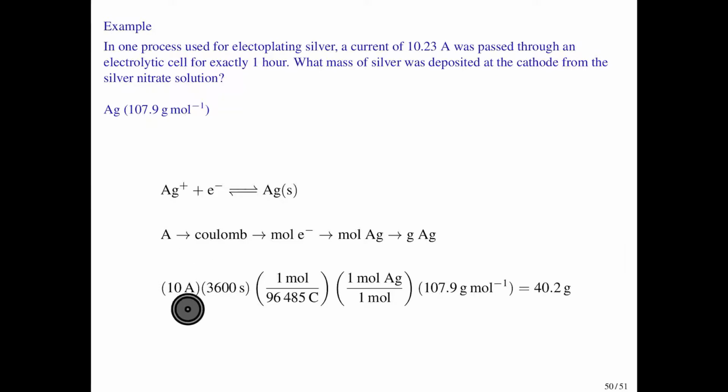So we take the 10 amps, that's 10 coulombs per second, multiply by 1 hour, 3,600 seconds, and this gives us the charge that's being transferred, the coulombs. We divide by the Faraday constant to convert that to moles of electrons. Then just looking at the stoichiometry, it's 1 to 1. For every mole of electrons transferred, we get a mole of silver. And then lastly, we multiply by the molar mass of metallic silver to give us the amount in grams of silver that was deposited, 40.2 grams in this case.